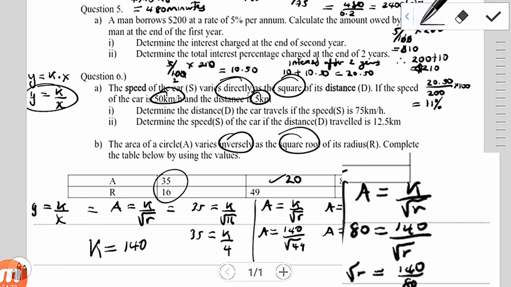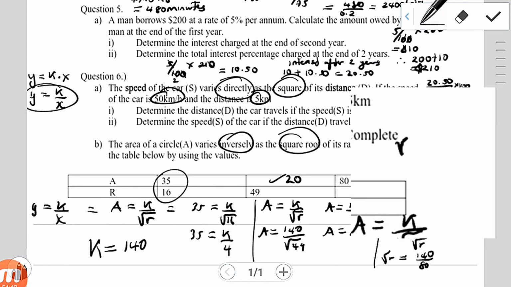You're allowed to swap positions when the unknown is at the bottom. So then we end up with the square root of R is equal to 140 divided by 80. And that gives us a result here of 1.75.